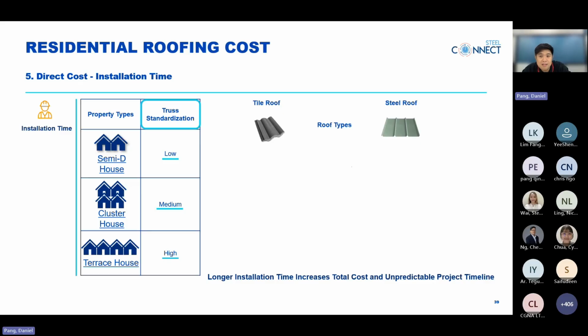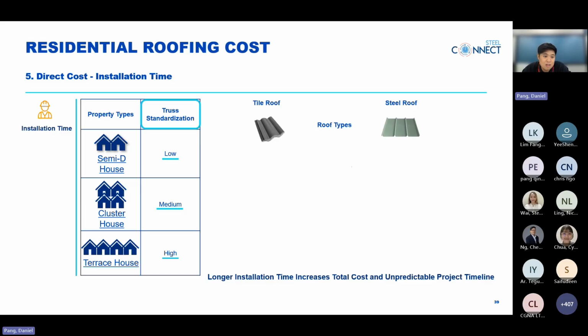Now we move to the third component of direct cost, which is installation time. There's a common saying in construction, time is money, and for roofing this is absolutely true. So installation time is strongly influenced by two main factors. First is truss standardization and also roofing material. So let's look at this again by property type.